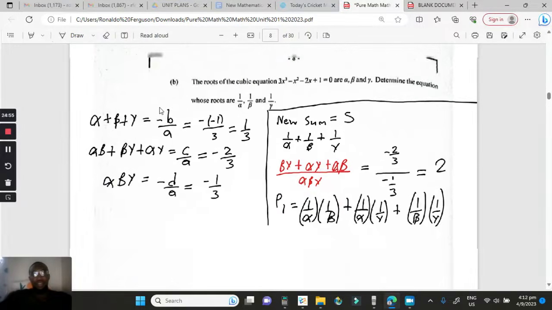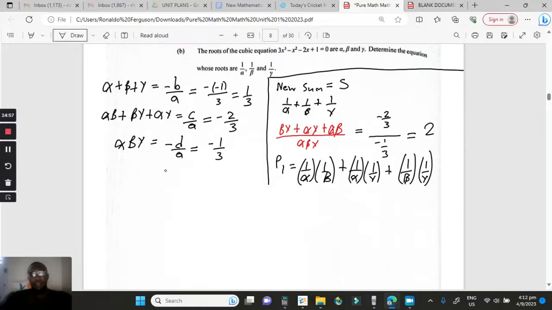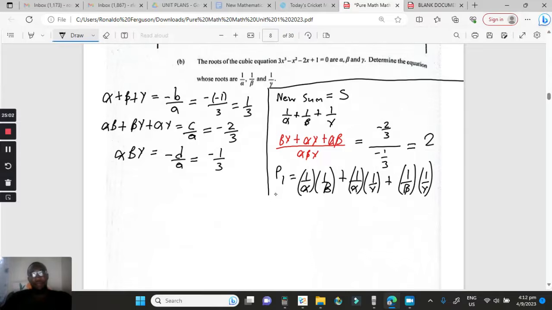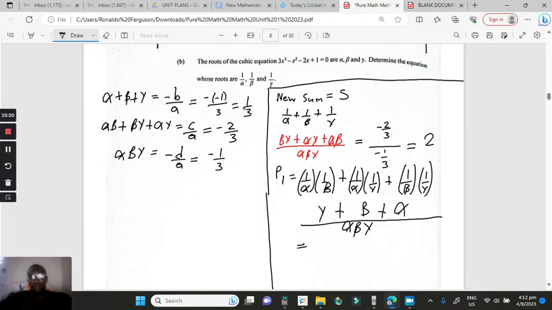Let us zoom out a bit. Now, let's find P1. So again, we find the LCM, and the LCM is going to be alpha beta gamma. Now, alpha beta into this leaves gamma, alpha gamma into this leaves beta, beta gamma into this leaves alpha, which is just the sum. So we put in 1 over 3 and divide it by negative 1 over 3, which would just be negative 1. That's our P1.